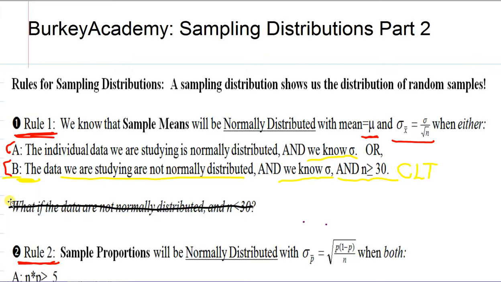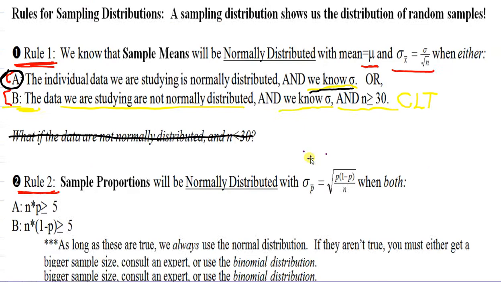Let's look at two different cases where we can do that with sample means. First, let's look at a case where A will come into play. What if we're studying something where what we're studying already has a normal distribution, like IQ? Let's take that for example. And we know the population standard deviation of IQ. It's 15. So let's look at that problem.